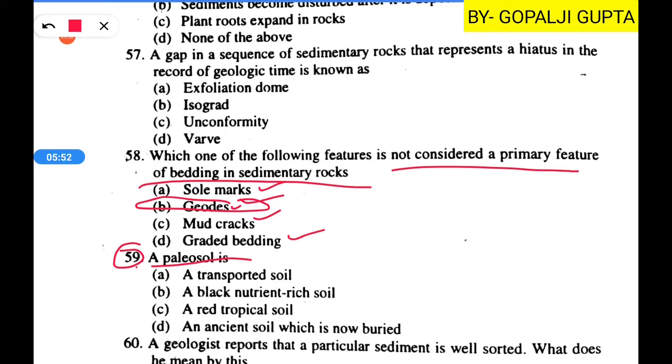So paleo means the ancient, sol means soil. So it is an ancient soil which is now buried. If you have seen our last 2-3 videos, I have shown one research paper related to the paleosol minerals. What are the different minerals, conditions for those minerals? Like you have the kaolinite, which is formed in the rainfall areas. So that paper is specifically for the minerals which are occurring in the paleosol.